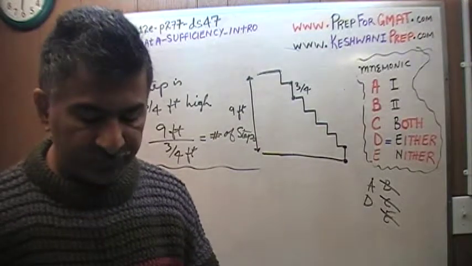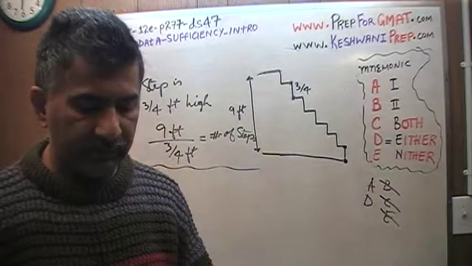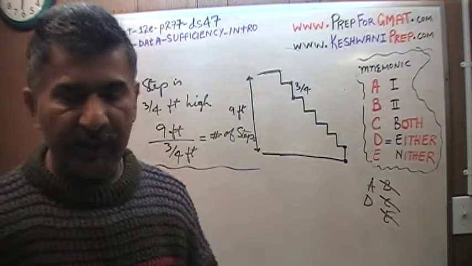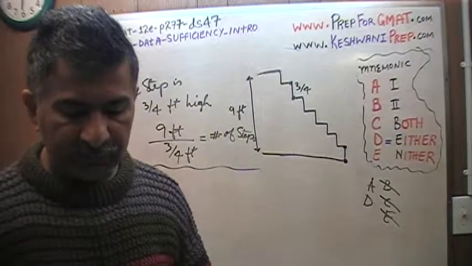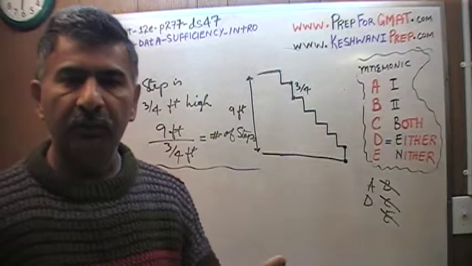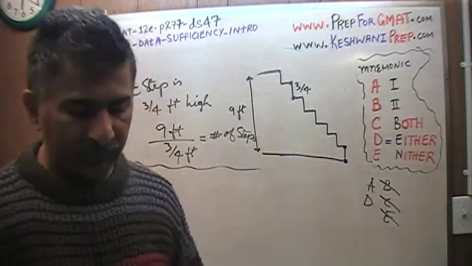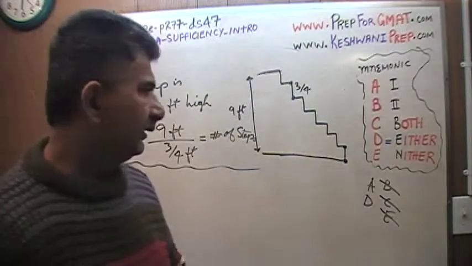If the first statement just told us that each step is 3/4 of a foot high, the second statement goes on to say each step is 1 foot, and you should already know even before you finish reading it that it cannot be high. Second statement is not going to say each step is 1 foot high, because they'd be contradicting the two statements, because you already told me it's 3/4 foot high. So it must be something else. I have to read that last word. It says it's 1 foot wide.